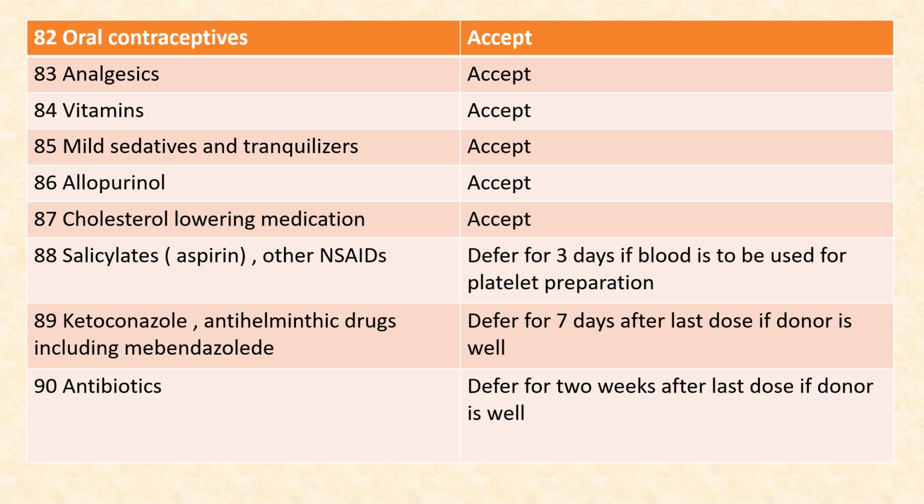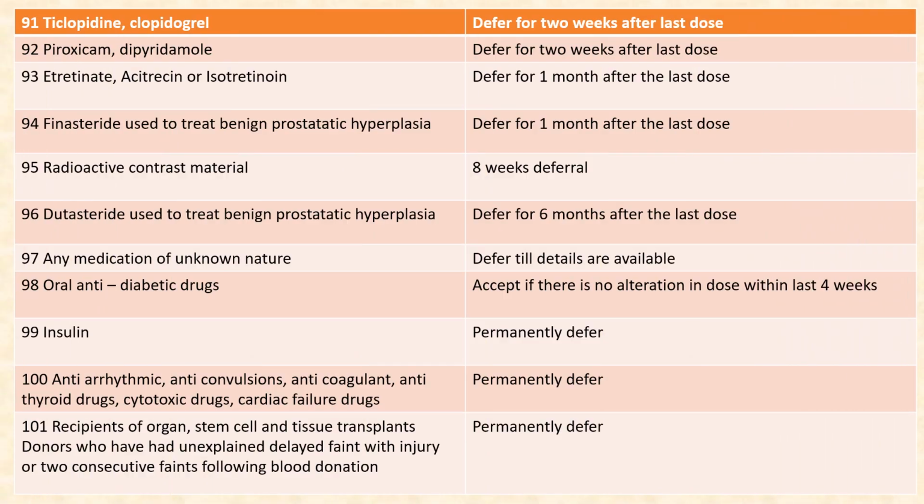If the donor is taking ketoconazole or antihelminthic drugs, defer the donor for 7 days from the last dose if the donor is well. If the donor is on any kind of antibiotic, defer the donor for 2 weeks after the last dose if the donor is well. If the donor is taking clopidogrel, defer for 2 weeks from the last dose. If the donor is taking isotretinoin, defer for 1 month. If the donor has used radioactive contrast material, the deferral period is 8 weeks.